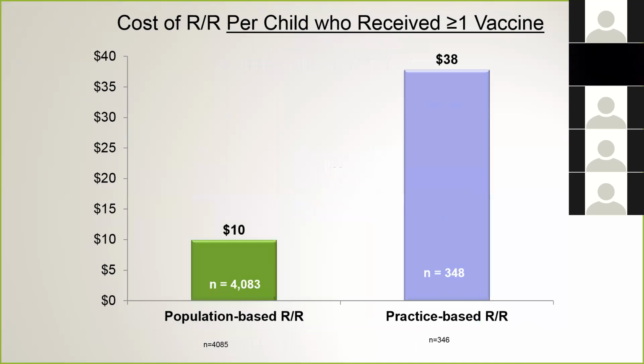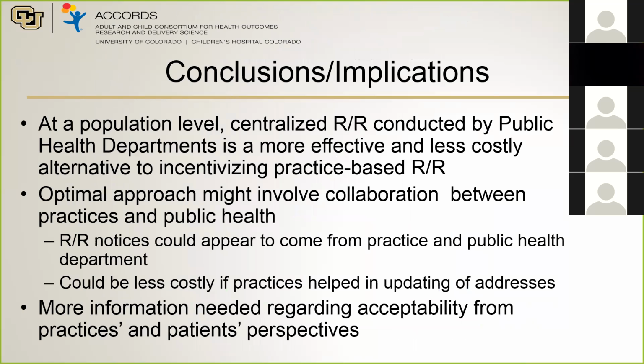And probably equally importantly, the costs were substantially different: $10 per child who received one or more vaccines in the population-based approach versus $38 in the practice-based approach. So the conclusions from this trial were that at a population level, the centralized approach was much more effective and cost-effective than trying to incentivize practices and teaching them. We thought that an optimal approach would be collaborative between the practices and the public health department, so that the practices would put their name on the reminder recall, and it could seem to come from them. That might be the best of all worlds, and it would be potentially even less costly if practices would assist with updating information.